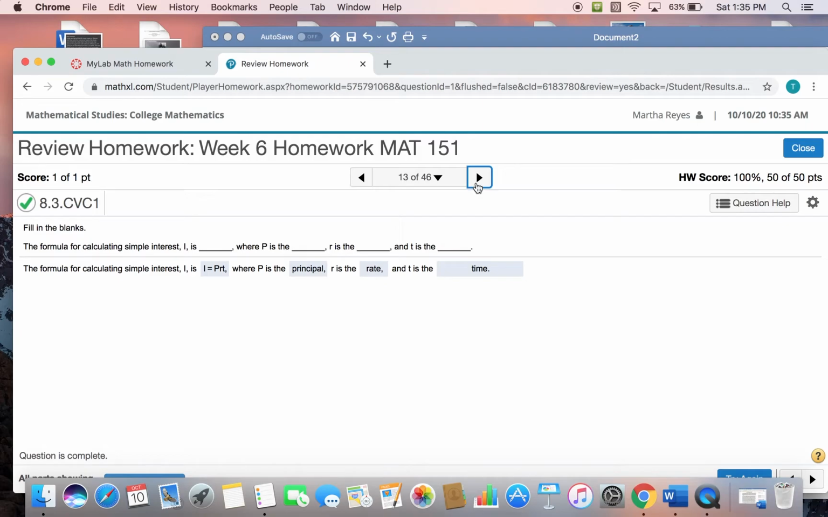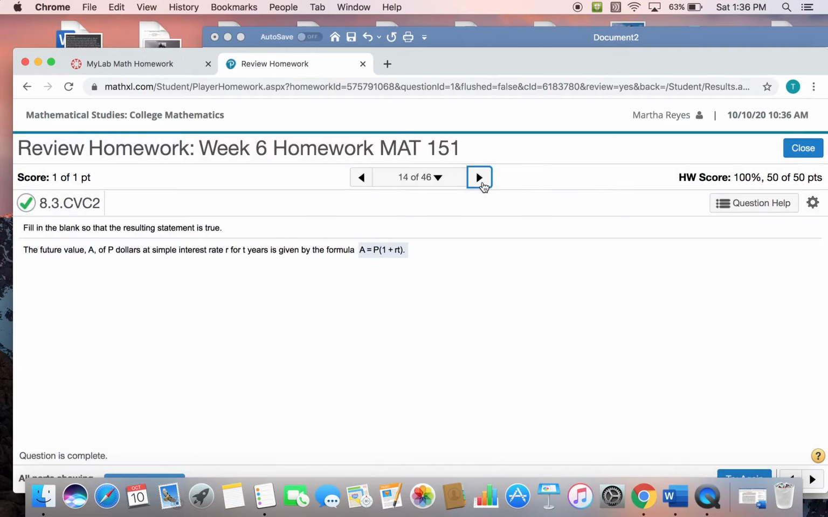Interest. For simple interest, I equals PRT, where P is the principal, R is the rate, and T is the time. Okay, so if you're given, let's say, principal, then you're going to have to divide the interest by rate and time. So you can manipulate this equation just a little bit here.